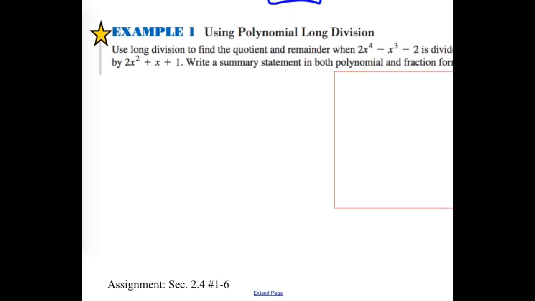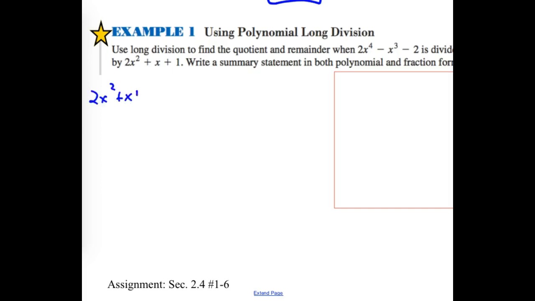All right. Example 1. It says use long division to find the quotient and remainder when 2x to the fourth minus x cubed minus 2 is divided by 2x squared plus x plus 1. It says to write your summary statement in both polynomial and fraction form. All right, so let's set this up. We have our divisor is 2x. Let me get a smaller font here.